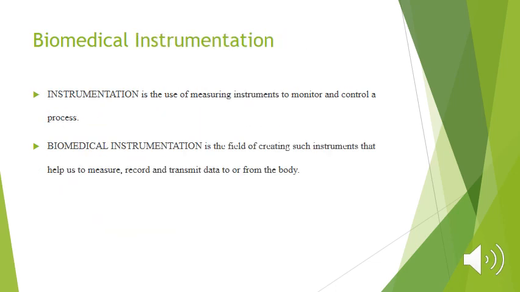Coming to biomedical instrumentation, before learning about biomedical instrumentation, let's learn what instrumentation is. Instrumentation is defined as the use of measuring instruments to monitor and control a process. Actually, it is the art and science of measurement and control of process variables within a production, laboratory, or manufacturing area. So, biomedical instrumentation is the field of creating such instruments that help us to measure, record, and transmit data to or from the body.